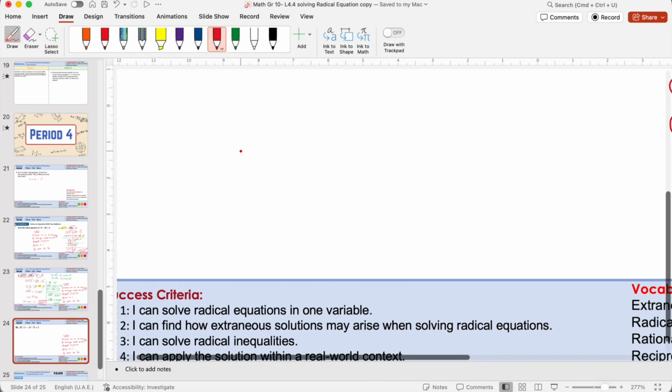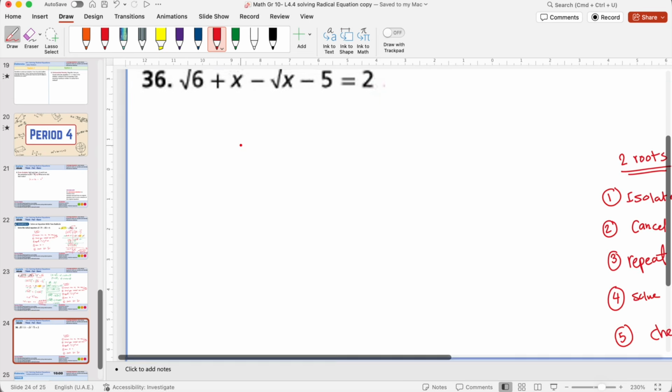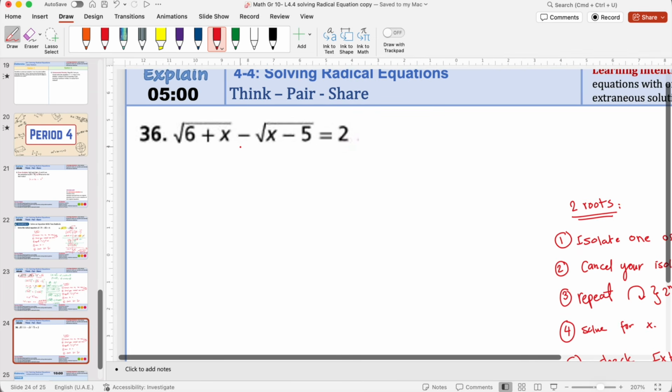Let's do the exact same thing here. Bismillah. So again, I have 2 roots that are a bit longer than before. I will start by isolating one of the roots. I'll just start with this one. I will isolate this one. So take this one on the side. It's gonna be positive root of x minus 5. Now you only have what? Root of 6 plus x equals 2 plus root of x minus 5.